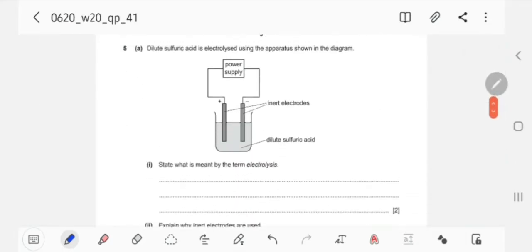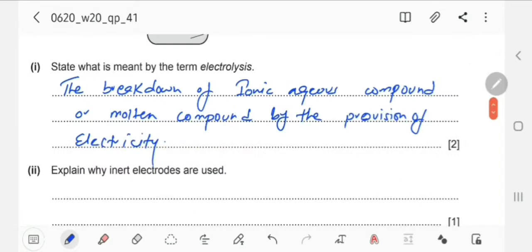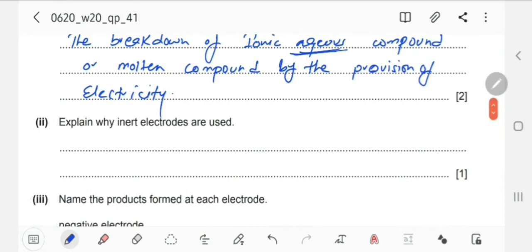Okay, state what is meant by the term electrolysis. The breakdown of an ionic aqueous compound. You have to state aqueous because it contains a mark. Ionic aqueous compound or molten compound by the provision of electricity. Explain why inert electrodes are used. Well, the only reason is that they are unreactive in the reaction.